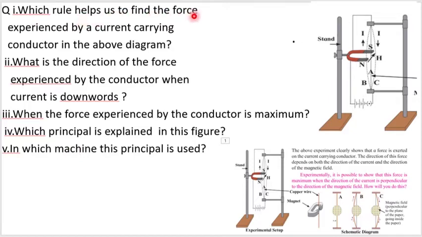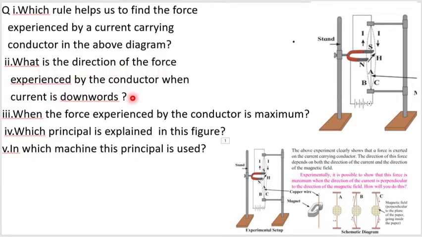Here, friends, which rule helps us to find out the force experienced by the current carrying conductor in the above diagram? Friends, here the magnet is given and there is a current carrying conductor placed in the magnetic field. So in the first question we discussed that the force experienced by the current carrying conductor is always shown by Fleming's left hand rule. So we have to write here that according to Fleming's left hand rule we can find the direction of the force experienced by the current carrying conductor.